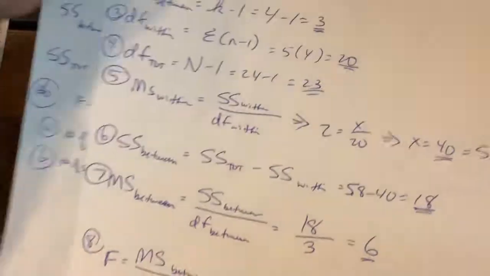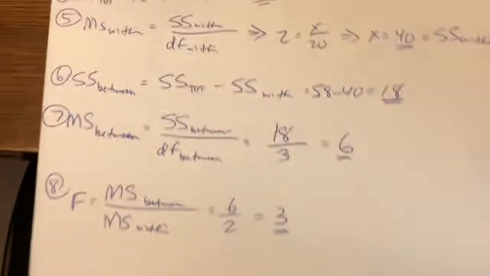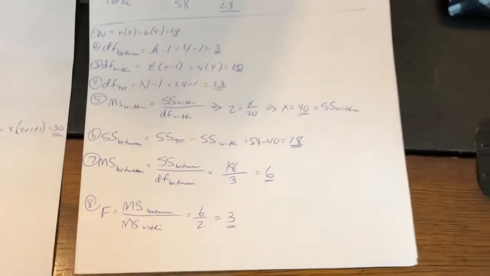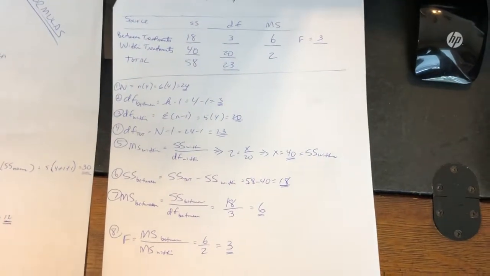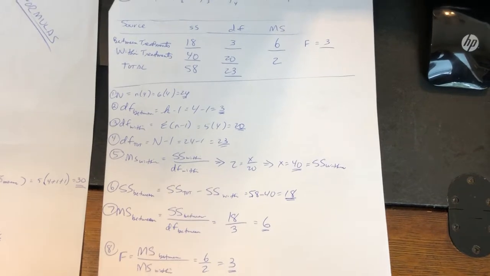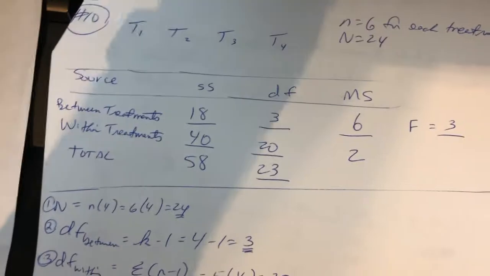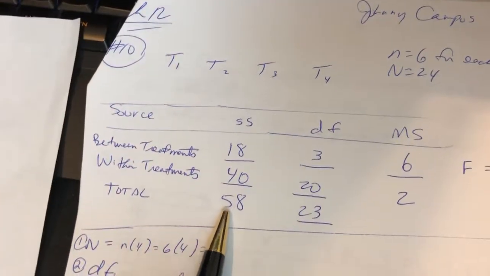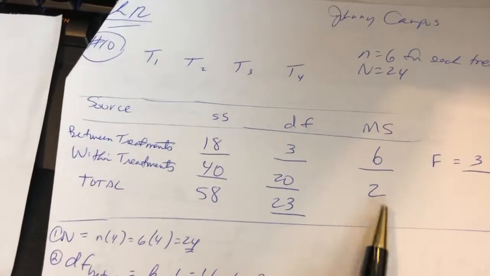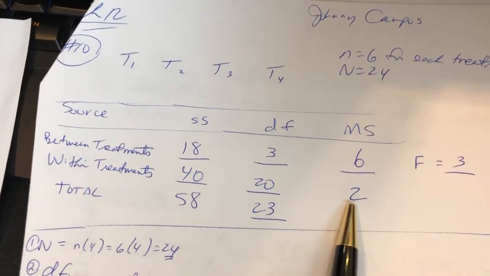Then number 10 was kind of tricky, I'll tell you that. I'm going to put it right here and let you just see the whole page. You can pause it. So they gave us the 58, the total, the sum of squares total. They gave us none of these, and then they gave us the MS within of 2.